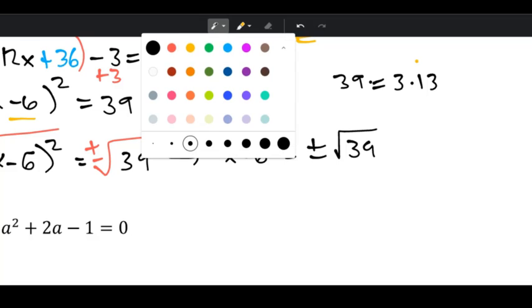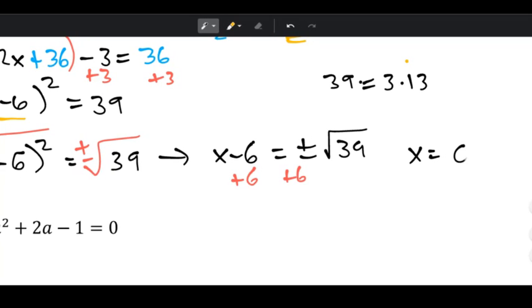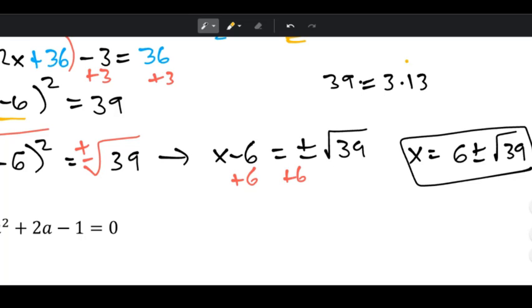So the only real thing I can do here is one more step and get x by itself. And so I end up with x equals 6 plus and minus square root 39. And that's two separate answers, but I'm just listing them as one. But technically it's 6 plus square root 39 and then 6 minus square root 39.